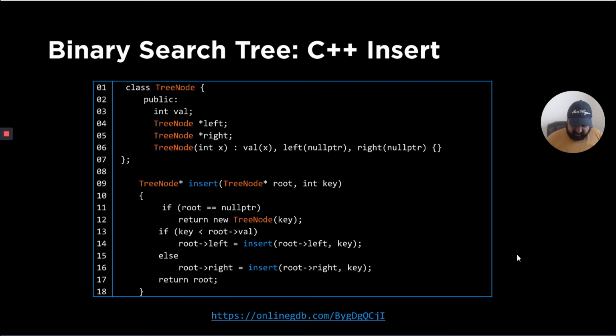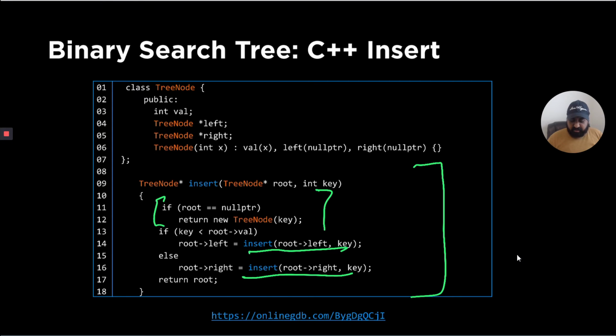So let's see the exact code here. Again, we check whether the root is null, and you create a new node. Otherwise you compare: is key less than root value? In that case we insert the key in the left subtree by using this terminology. If the key is greater than the root's value, then we insert it in the right subtree.